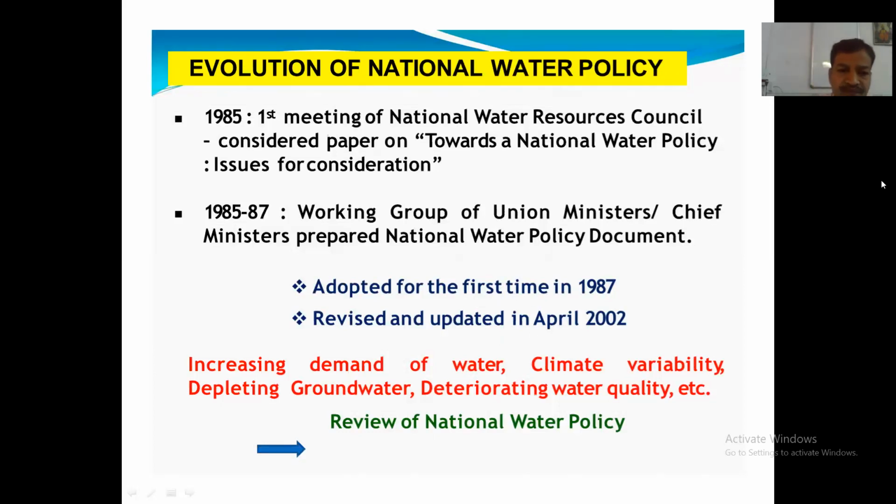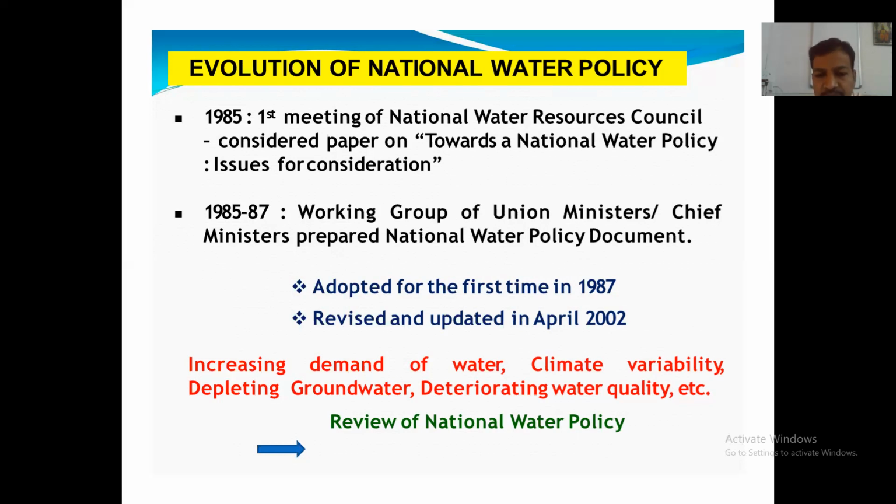In that they considered various issues related to water requirement, and they formed the national water policy. Between 1985 and 87, they formed the national water policy document by chief ministers and union ministers. They formed this national water policy document. And this national water policy was first adopted in the year 1987.